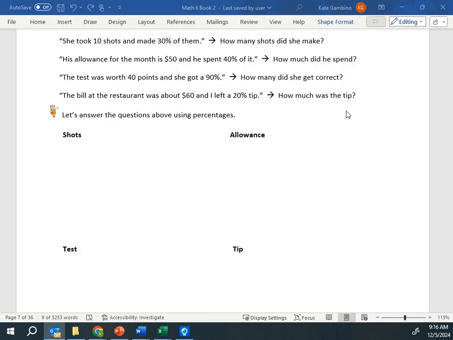These are all things that do come up, especially the tipping one. You go to a restaurant, sometimes they'll have it automatically. Oh, you want to tip 10%, you want to tip 15%, you want to tip 20%. Sometimes they don't have that feature. You need to figure out what the tip is going to be. So we need to know how to do that. So we're going to answer the questions above using percentages.